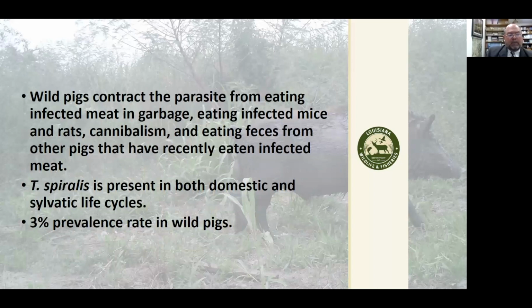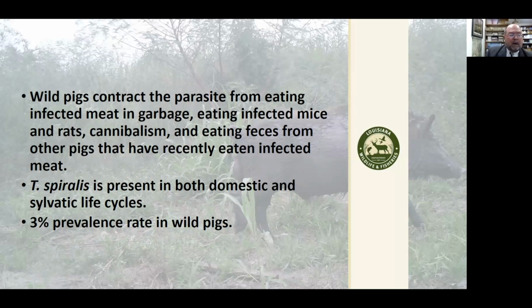So wild pigs get the parasite from eating infected meat and garbage. In mice, cannibalism. So when we shoot pigs, and if you leave them out there or if you clean them and leave certain parts out there, the other pigs will scarf them right up. So also, I mean, they eat babies and everything else. So also, if they eat feces from other pigs, they've recently eaten infected meat. So when they're eating a carcass, they're going to eat the feces, they may have eaten some meat and have the parasite in that.